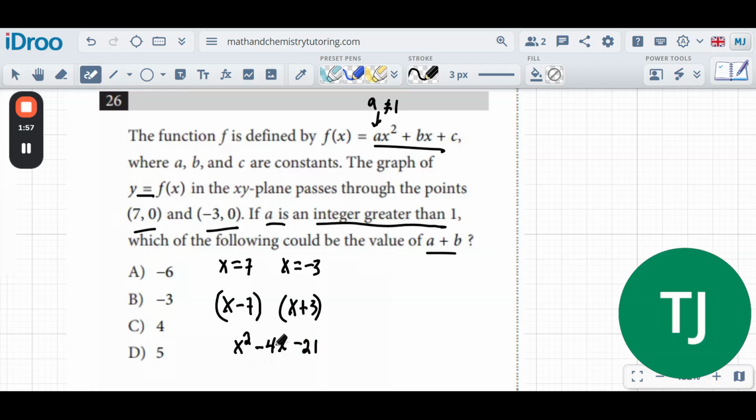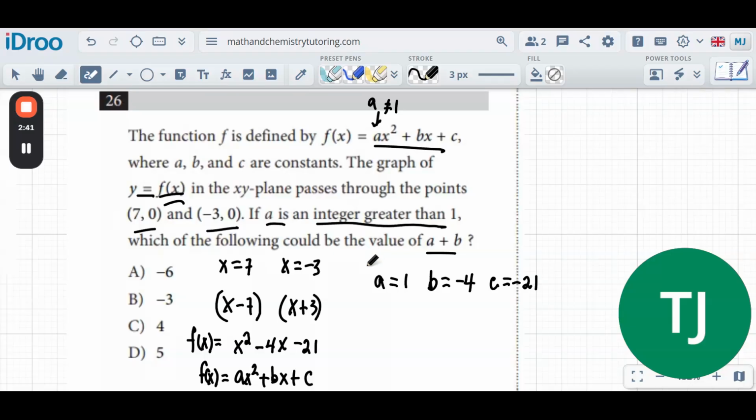Since this is the equation with these points, right? And we are told that that is also f of x, right? So we could map the coefficients into the f of x, which is ax squared plus bx plus c. So what does that mean? This is going to be, a must be the coefficient of x squared, so a is equal to 1. b is equal to negative 4. So what we're doing here is mapping out the coefficients, and c is equal to negative 21.